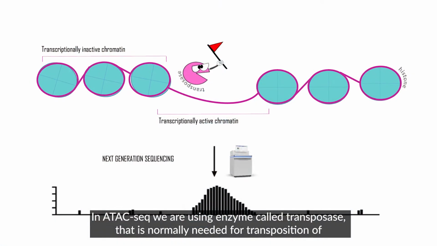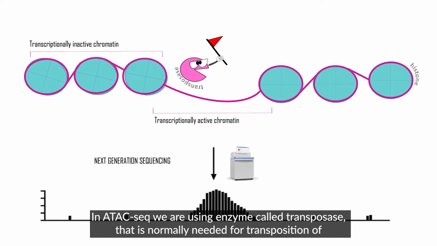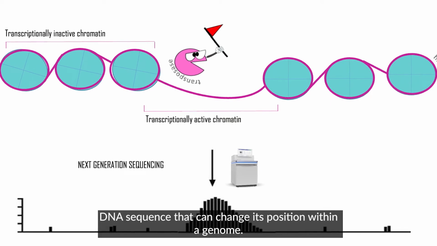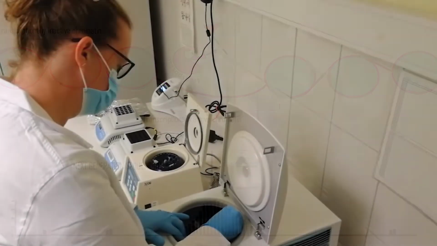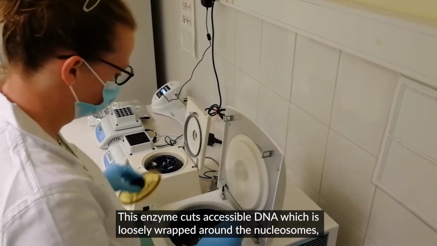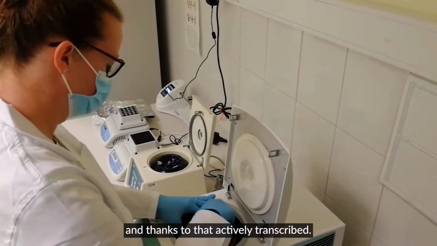In ATAC-seq we are using an enzyme called transposase that is normally needed for transposition of DNA sequence that can change its position within a genome. This enzyme cuts accessible DNA, which is loosely wrapped around the nucleosomes, and thanks to that, actively transcribed.